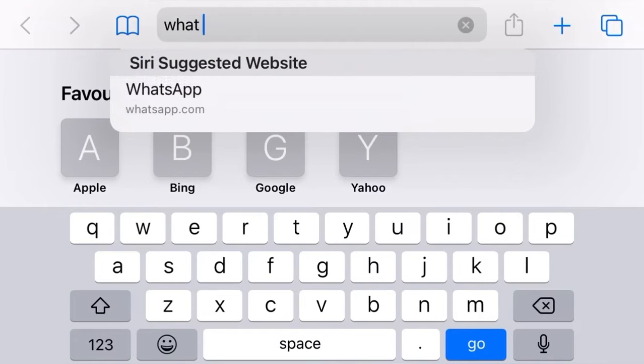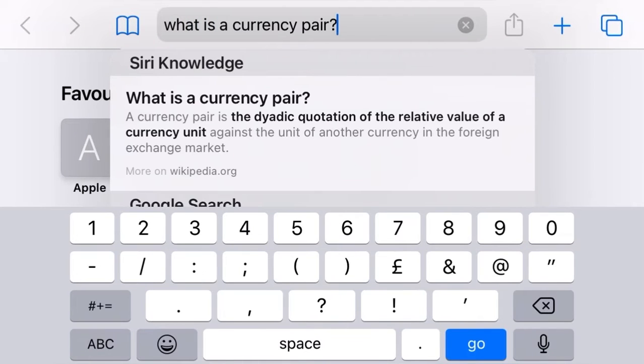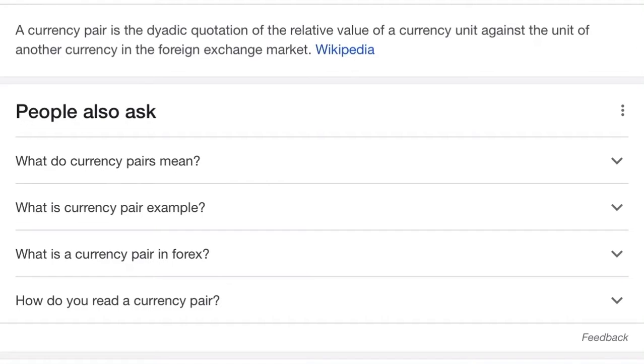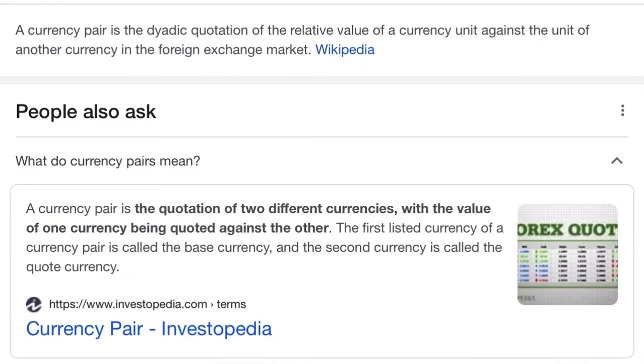The first thing that you might want to do is to go to Google and search what is a currency pair, which I assume you already did. Okay. Google will then show you that it is a quotation of two currencies. The first one is the base currency and the second one is the quote currency. They work hand in hand together and they are called a currency pair.